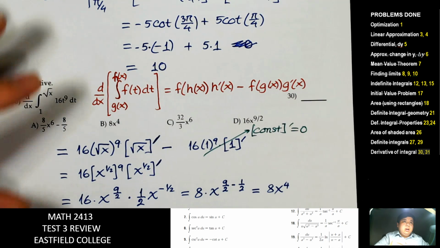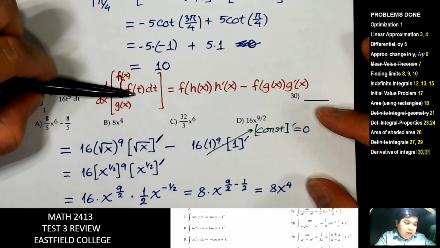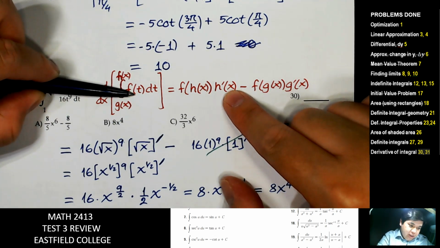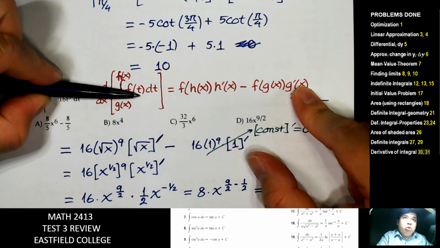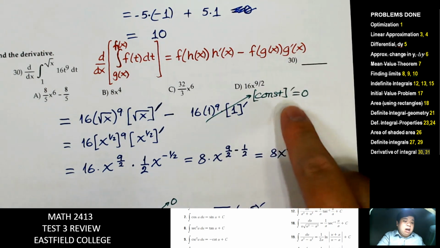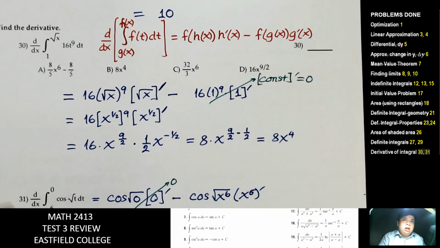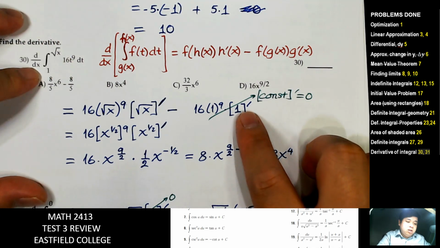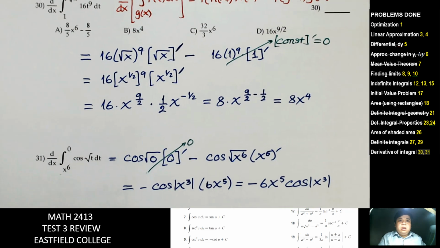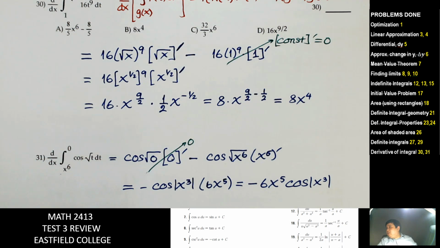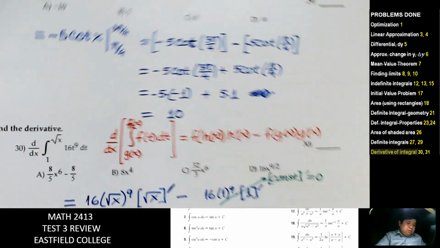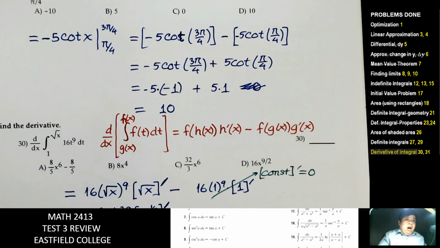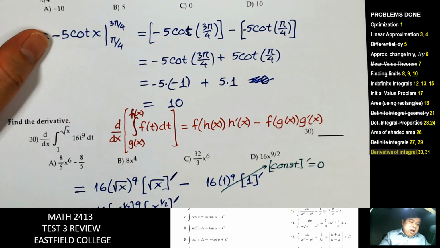So again, put in the upper limit, multiply by the derivative of the limit, subtract, put in the lower limit times the derivative of the lower limit. One of those might be a constant, whose derivative is equal to 0. So that's what we have. That and this, both of them are considered the fundamental theorem of calculus.